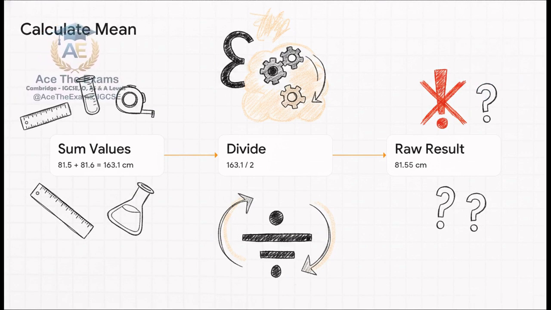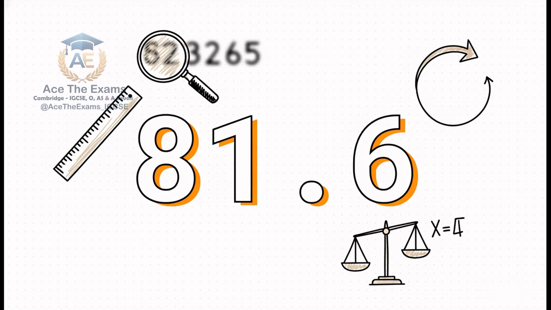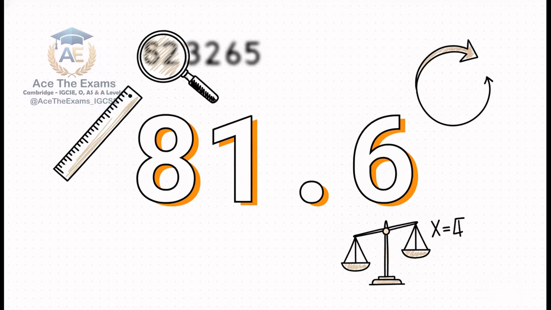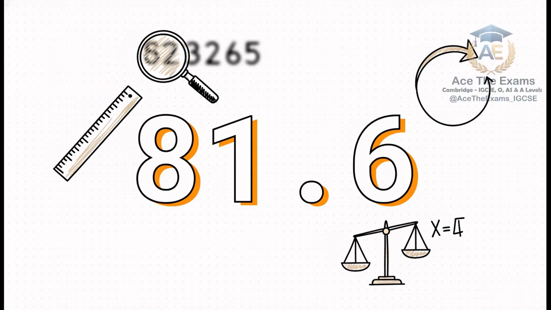First, we add the values together to get 163.1 centimeters. Second, we divide by the number of values, which is 2. That gives us a raw calculator result of 81.55 centimeters. But here's the catch. Stopping at 81.55 is exactly where students lose their accuracy mark. What's really fascinating is that the final examiner-approved answer is exactly 81.6 centimeters, not 81.55. You have to round it.